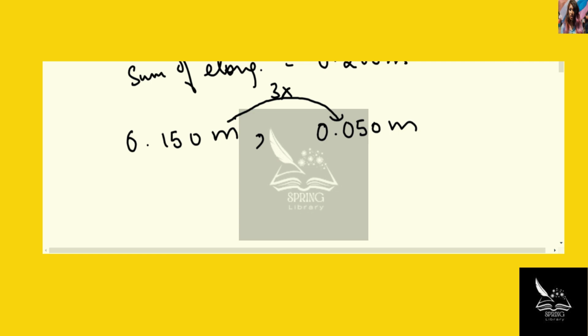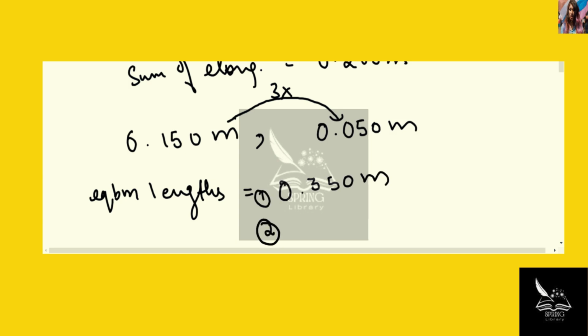Therefore, the equilibrium lengths would be: one is 0.350 meter and the other one is 0.250 meter. So these are the equilibrium lengths.